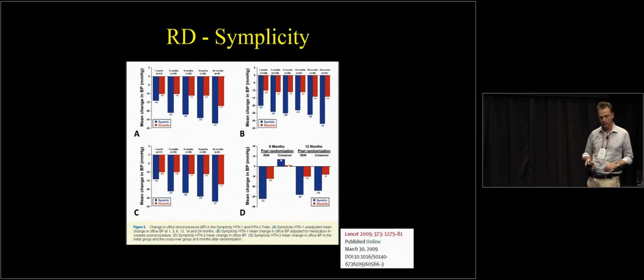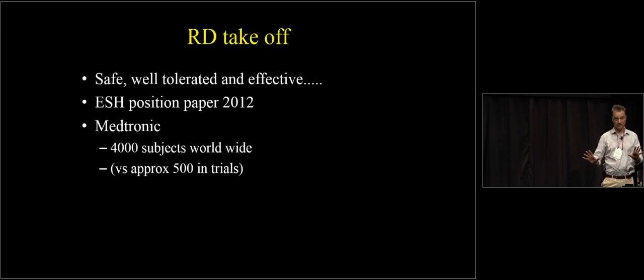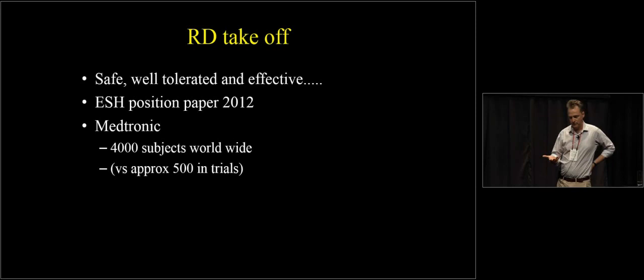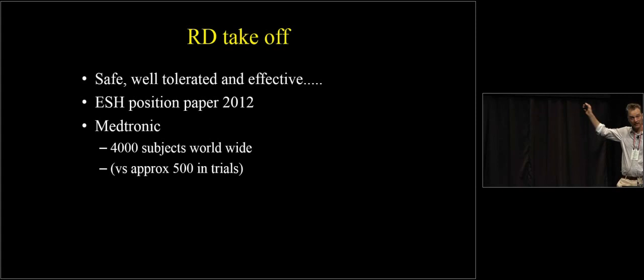Over the next few years, it really snowballed, such that the European Society of Hypertension in 2012 said, yes, we should be considering this, and it was written in their guidelines. And up until that stage, in clinical practice, the number of times renal denervation was used took off as well. So by 2012, 4,000 people had had their renal artery nerve zapped, whereas only 500 had been recruited to trials. So it was really taking off in clinical practice on the basis of that one study.